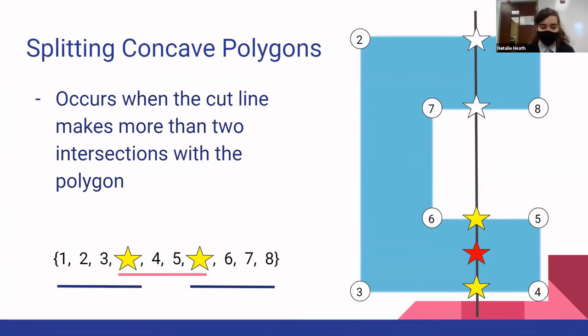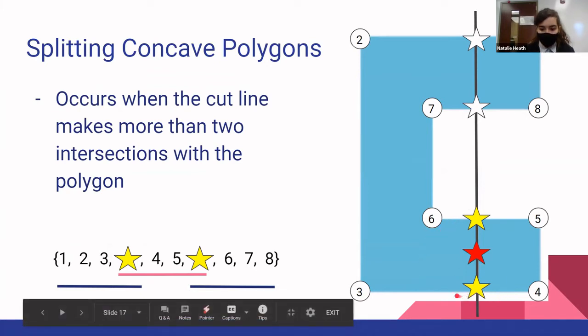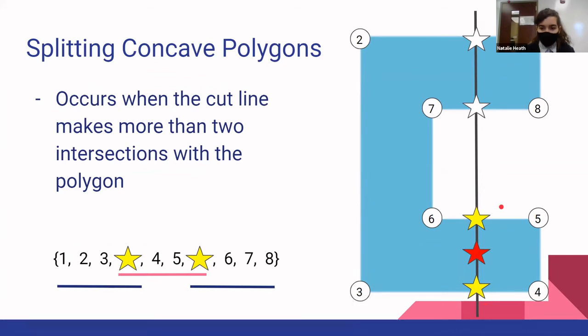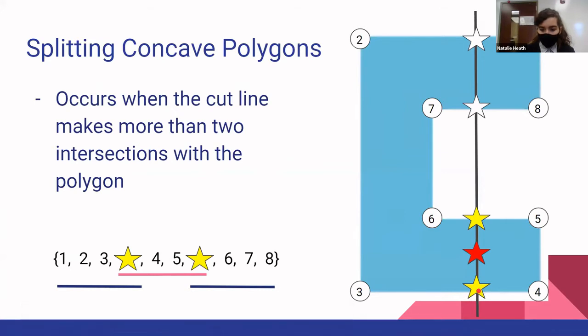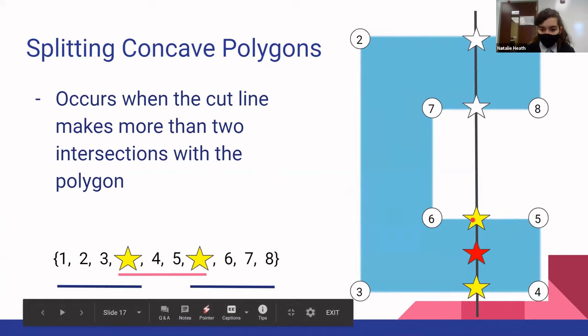As you can see, the first intersection is that bottom yellow star, and it comes between vertices 3 and 4, and the second comes between vertices 5 and 6. So to get our pieces, after splitting this whole piece, to get the first region, we start at the first intersection, and we draw around the shape in the order that the polygon was drawn until we reach that second intersection. So it goes from the bottom yellow star to vertex 4 to vertex 5 to the top yellow star.